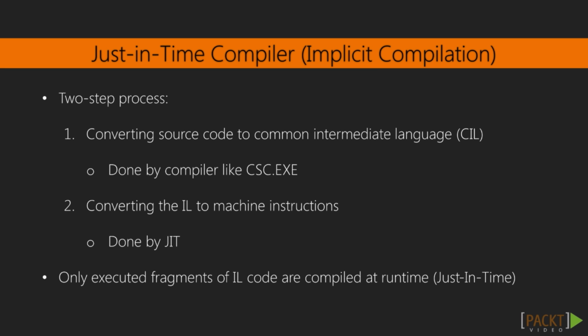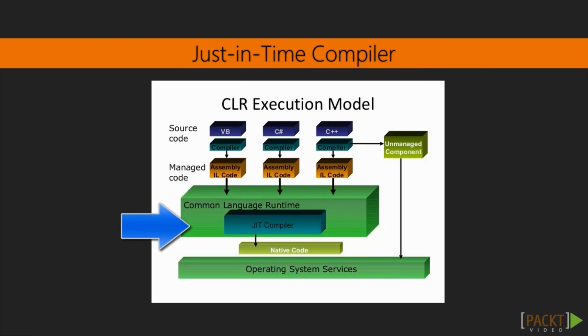The last thing to note is that only executed fragments of the intermediate language code are compiled at runtime. So when we talk about JIT, keep in mind that it's part of the Common Language Runtime, the CLR, and it eventually produces the native code.